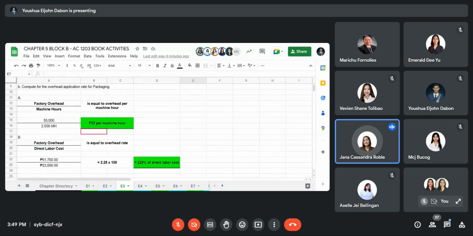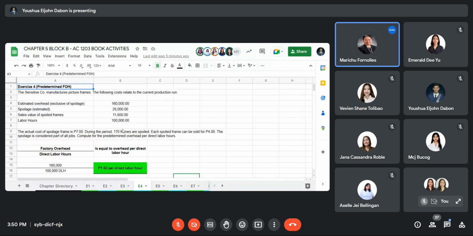The second requirement is to compute the overhead application rate for packaging. We need to divide the estimated factory overhead over the estimated direct labor cost. So it is 51,750 pesos divided by 23,000 pesos. After that, we need to multiply it by 100. So it equals 225% of direct labor cost. Okay. Next, exercise 5-4.